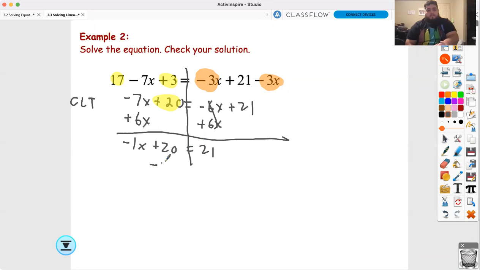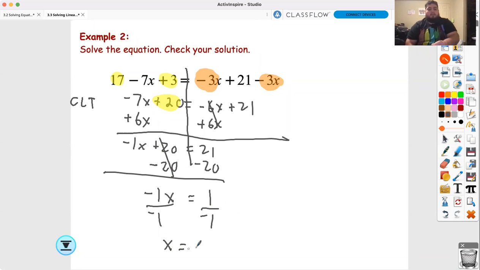What'd you get? -1. All right, let's see if I match with you. So then I get -1x equals 1. Divide both sides by -1. So I get x equals -1. Good job.